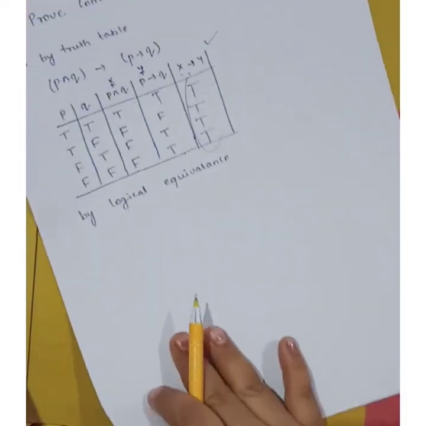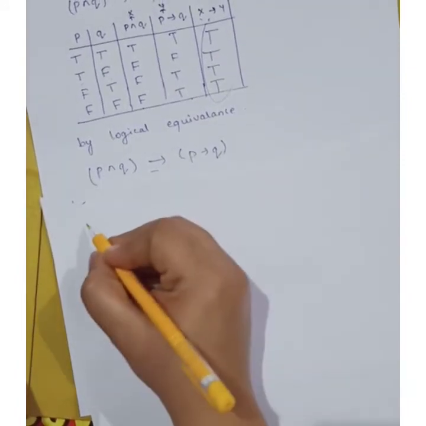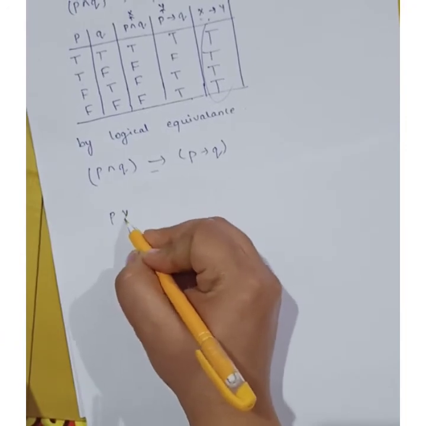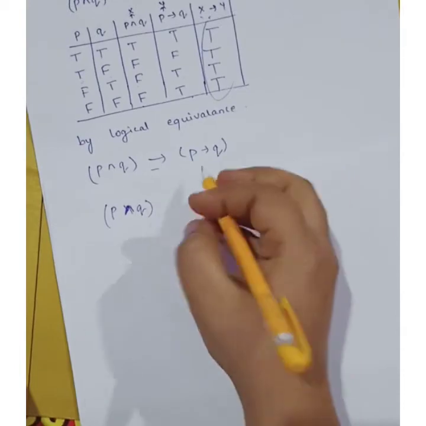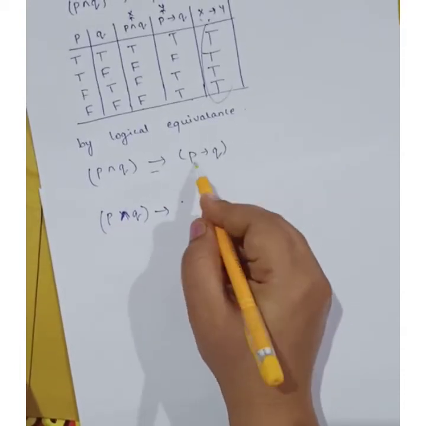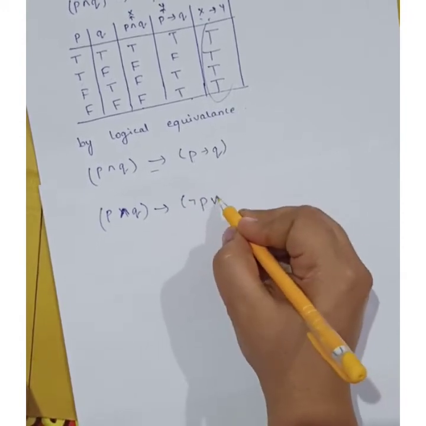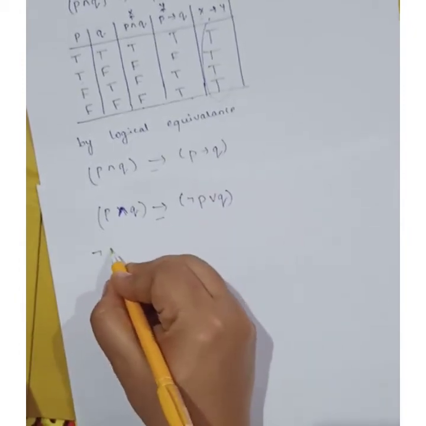Now we will prove it by logical equivalence. In the first step, we will remove the implication. P implies Q, we will remove the implication and write it this way. In the next step we will remove this implication, so we will write it this way.